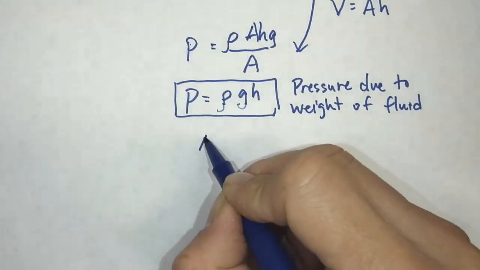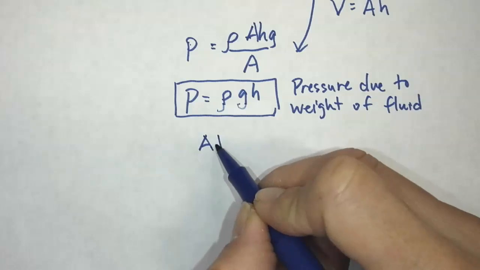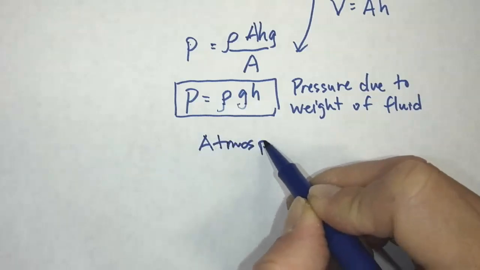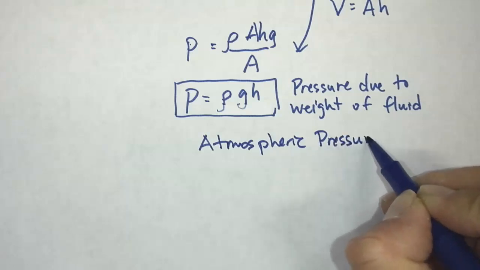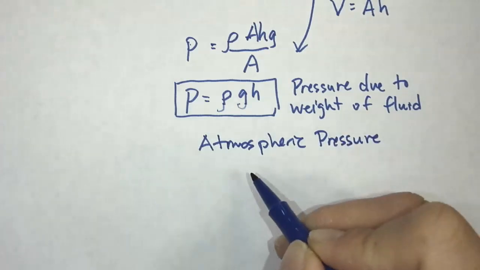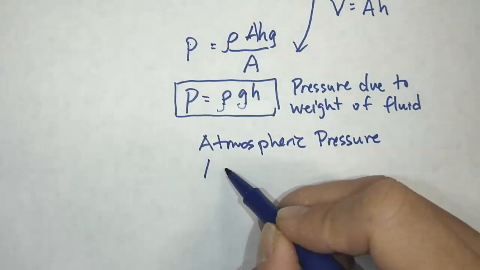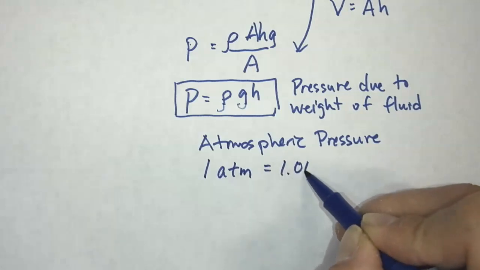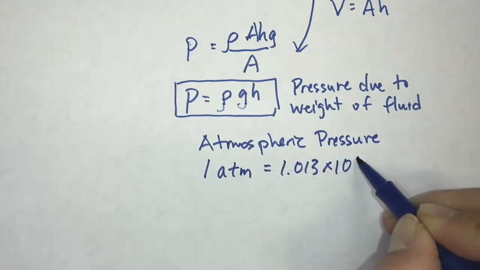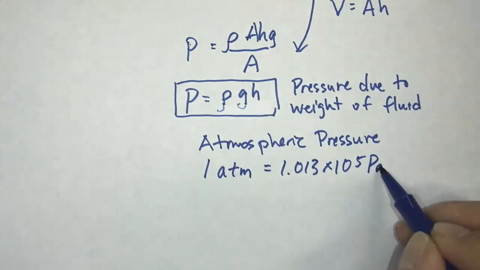In fact, we have a name for the pressure due to the air above us, and that's called the atmospheric pressure. And this is the pressure at sea level. So 1 atmosphere is equal to 1.013 times 10 to the 5th Pascal. Remember, Pascal is a Newton per meter squared.